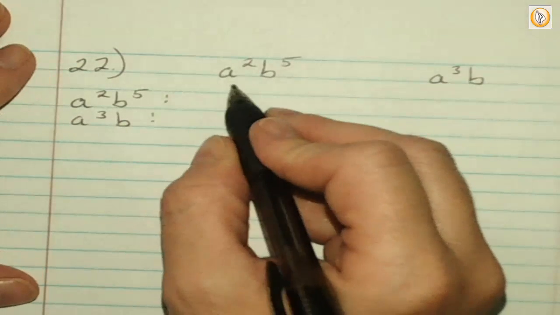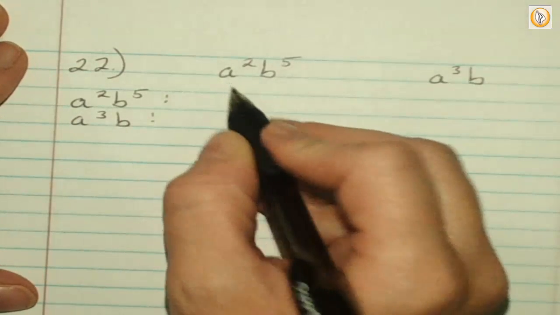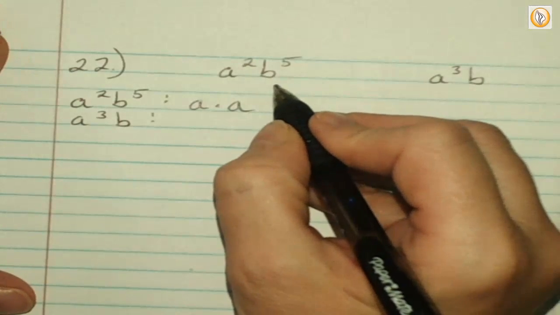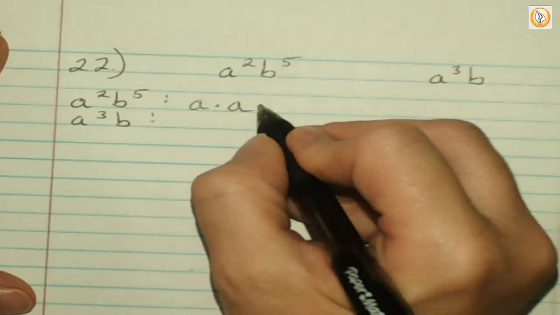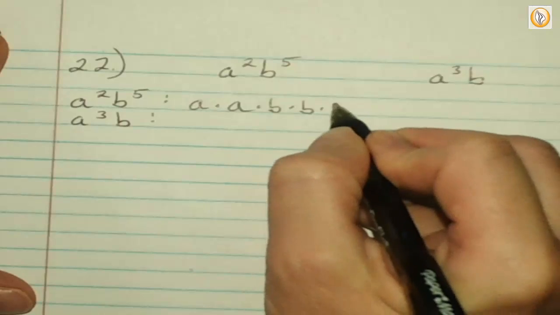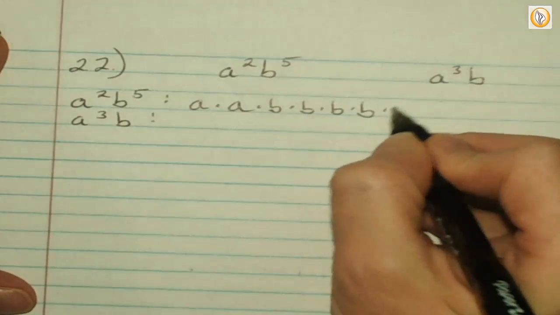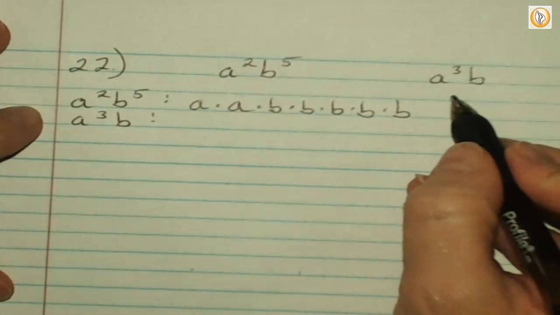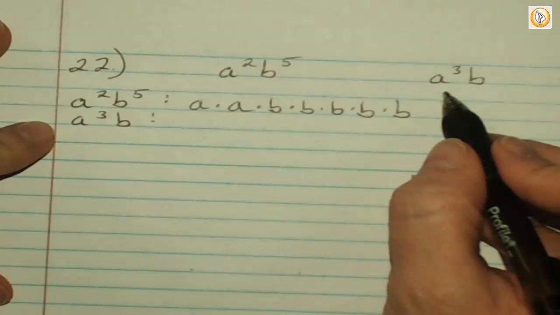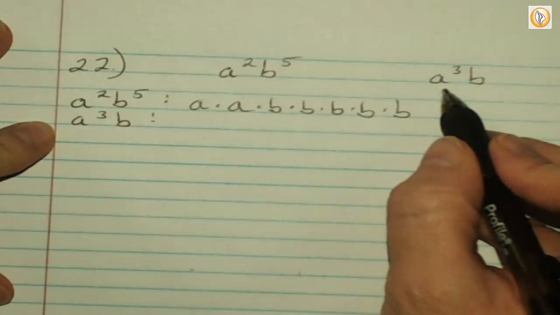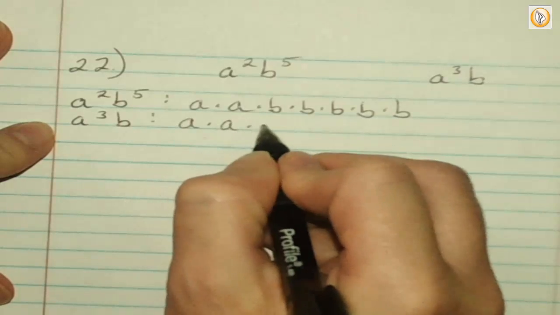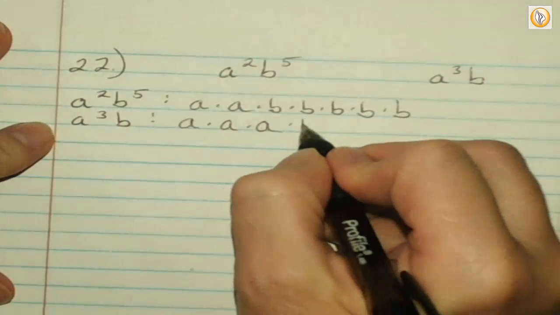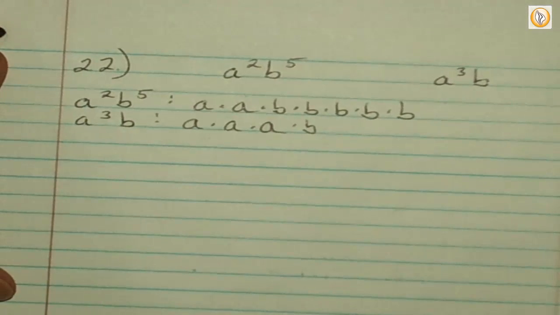So, Michaela, how many A's do I have? 2. So A times A. How many B's do I have, Joanne? 5 B's. That's right, times B times B times B times B. That's 4 times B. 1, 2, 3, 4, 5. Okay, let's do the next one. Cecilia, how many A's do I have? So A times A times A, we're just writing them out. And how many B's do I have, Izzy? Times B. Now, Michael, what are my pairs?